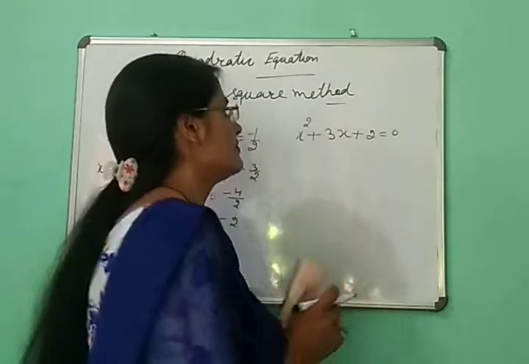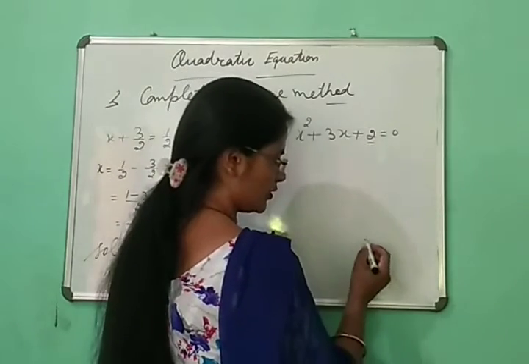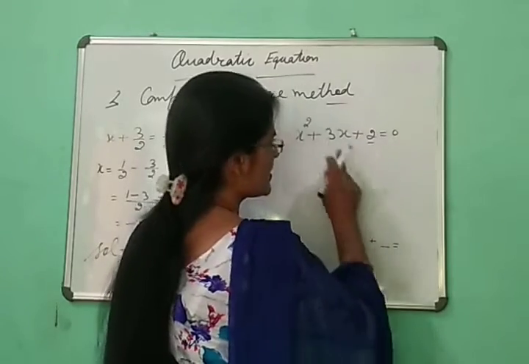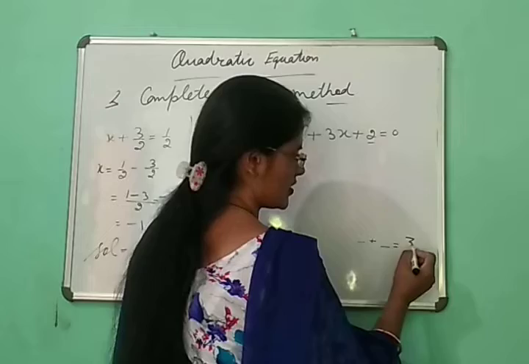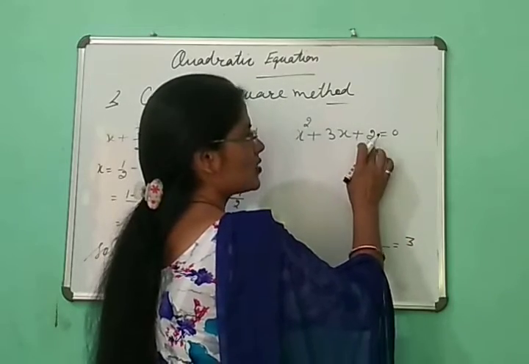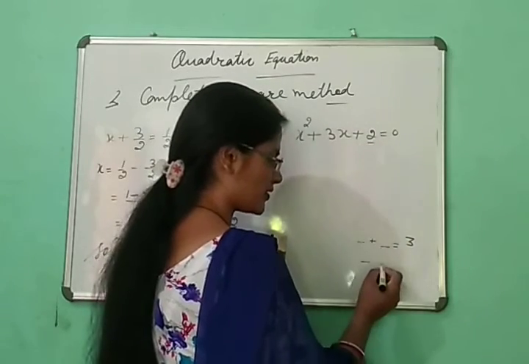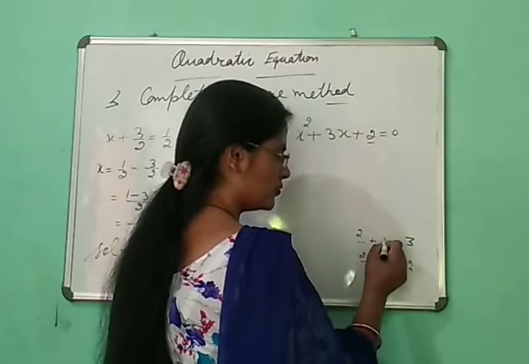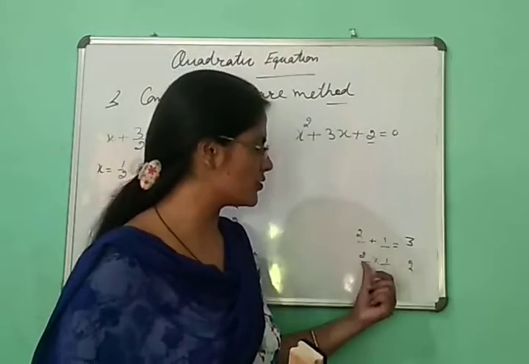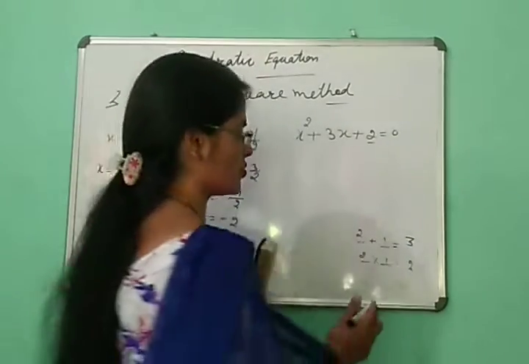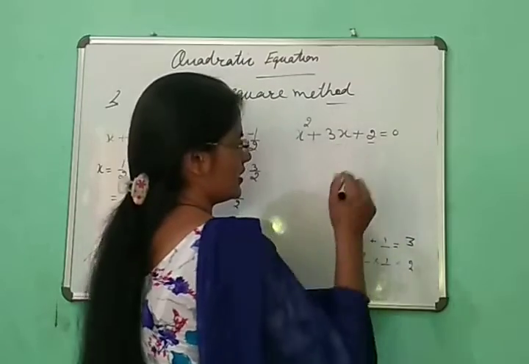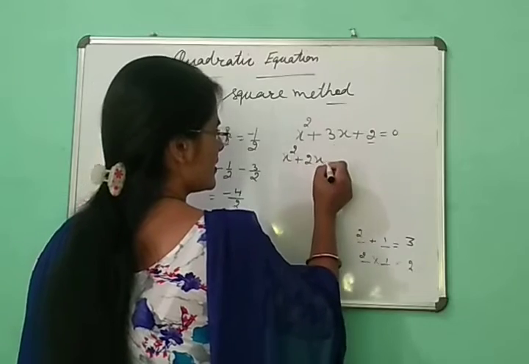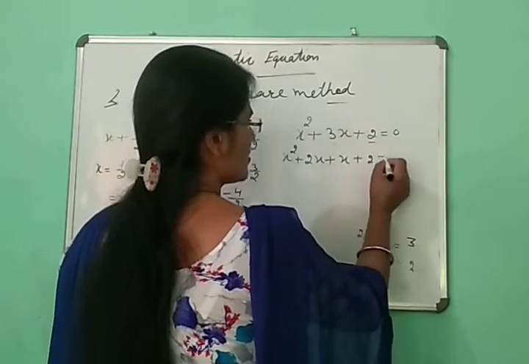Just see, our constant term is 2. Make two factors whose sum is plus 3, and whose product is 2. We know that 2 ones are 2. When we add 2 and 1, we get the answer 3. 2 into 1 is 2. So simply put these factors here: x square plus 2x plus x plus 2 is equal to 0.